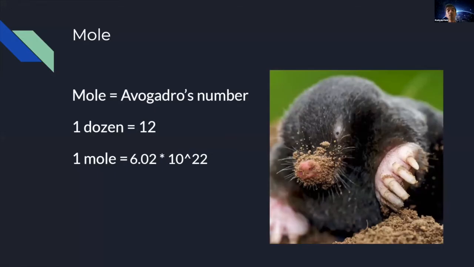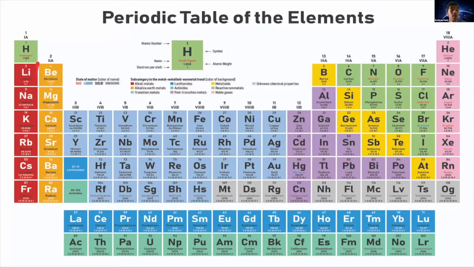Okay, so next is the mole. The mole is Avogadro's number, but not in number form. So we would say 1 dozen is 12, and a mole would be 6.02 times 10 to the 22. So a mole is Avogadro's number. If we take a mole of atoms, let's say a mole of lithium, we would end up with 6.94 grams, which is the atomic mass. If we take a mole of boron, we would end up with 10.81 grams of boron.